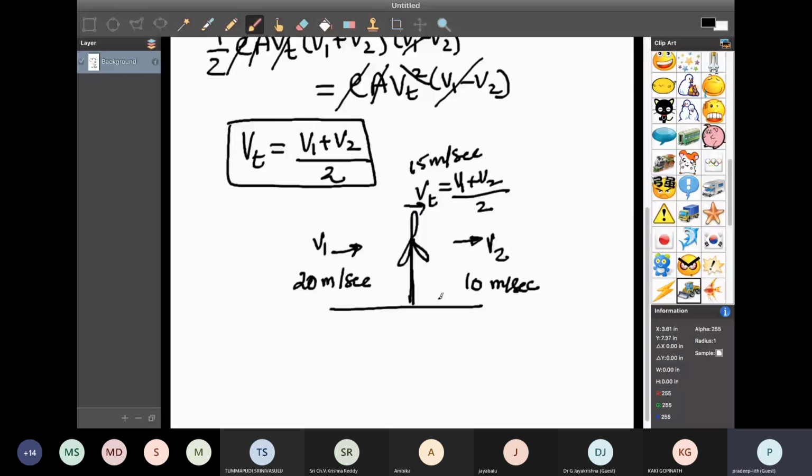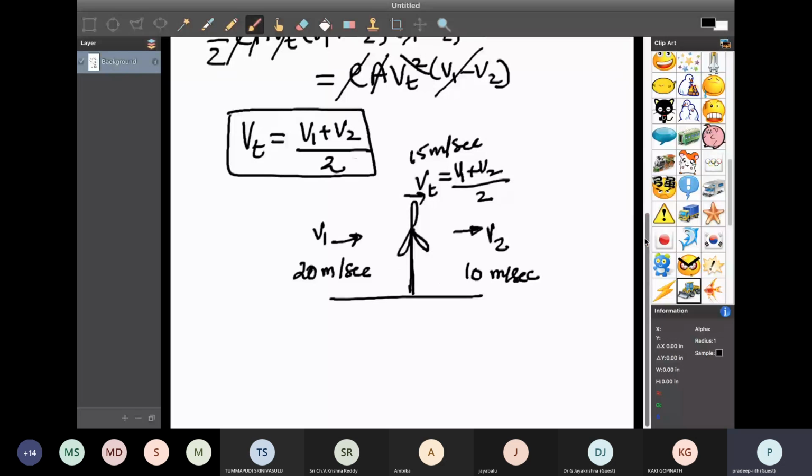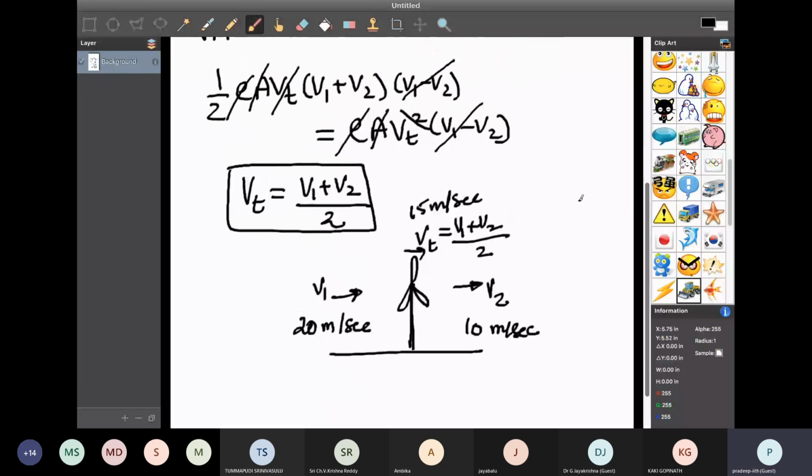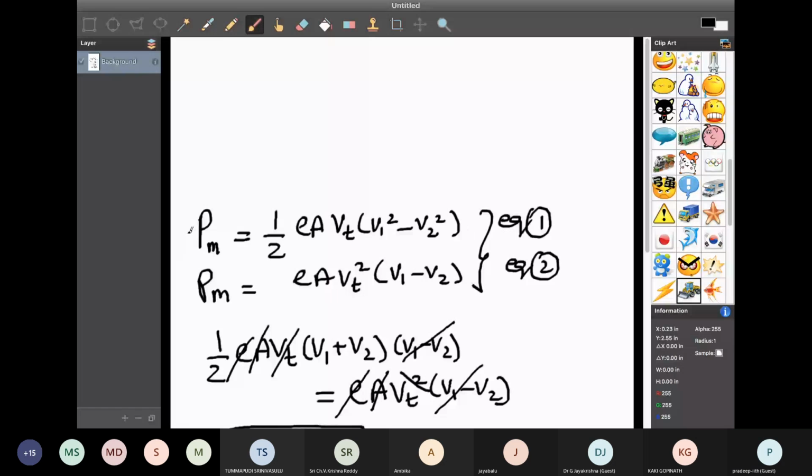So this is the first finding, but this is not sufficient. What I want now is to maximize the Pm. So how to do the maximization of Pm? Now that I know Vt in terms of V1 and V2, I can maximize. So let me go back to this first equation. This one I will take.